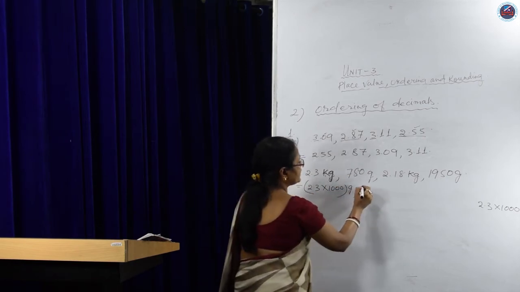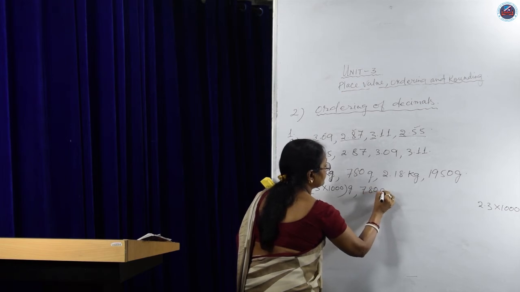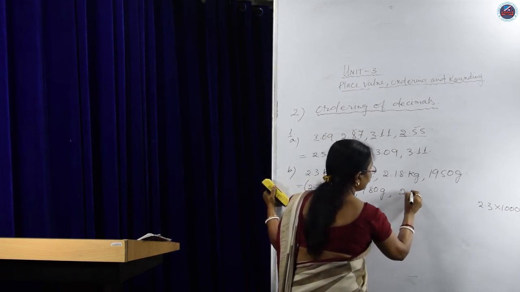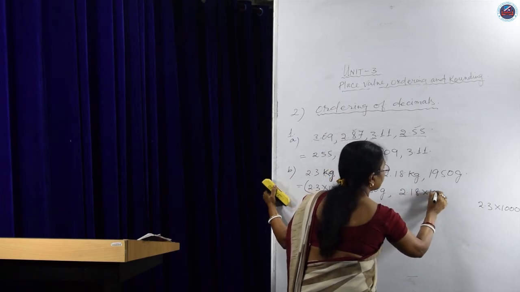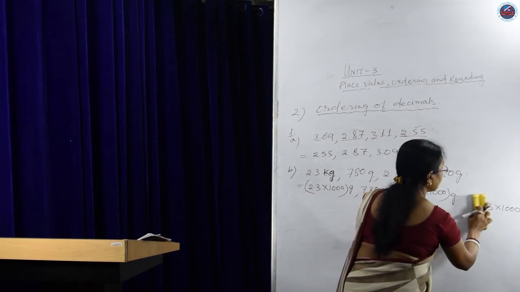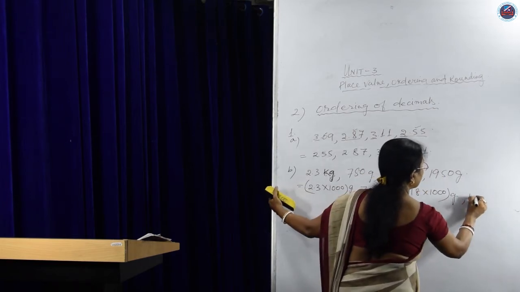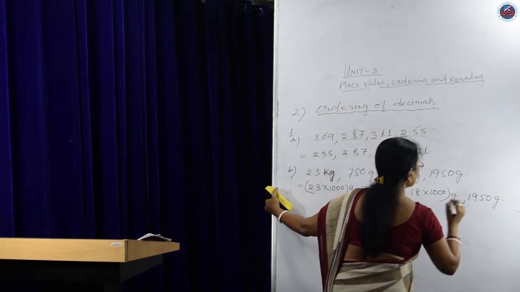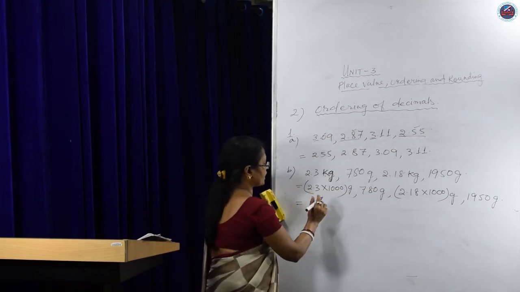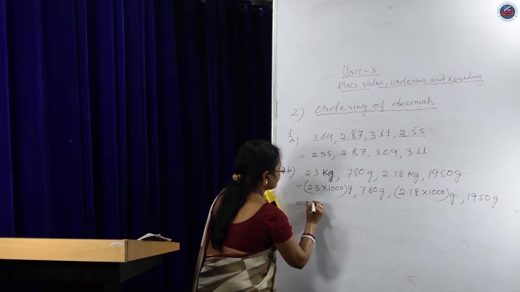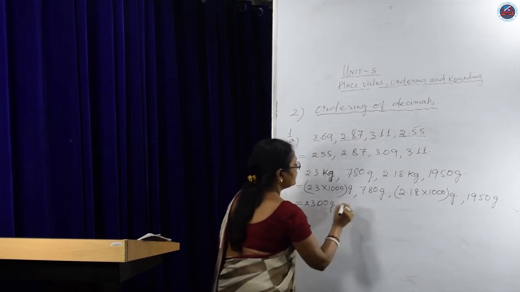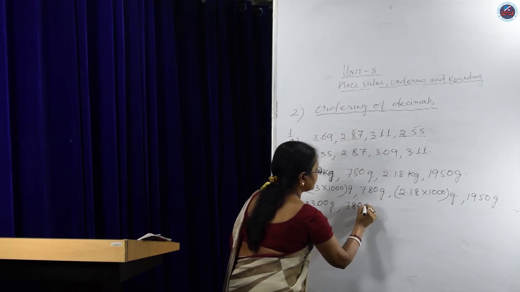And 780 is already in gram, so you don't need to convert it. Then again comes 2.18 kg, in a similar way multiply it by 1000, then it becomes gram. And lastly, 1950 is already given in gram. So when you multiply 2.3 by 1000, it will be 2300, that means 2300 gram. Then you have 780 gram.